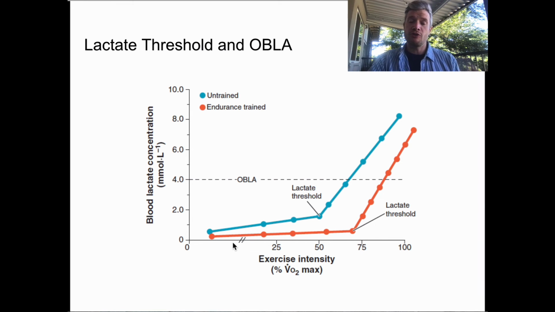If someone is trained, here it's illustrated till about 65, and then you can see it hit OBLA at about 80%. So all of this between these 2 points is all extra work, or extra effort or extra intensity, that this individual can undertake, exercise that this individual can't. Okay, so hopefully that makes sense and helps illustrate things.